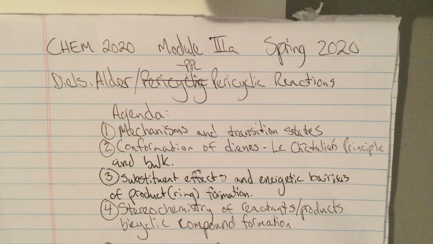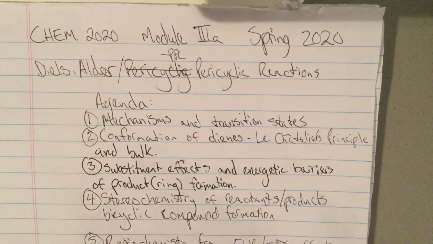Hello everyone, today we're going to go over Diels-Alder and pericyclic reactions. So what's on the agenda for today is first off the mechanism and transition states, which exist, of course, in the flash, and a more stable product is formed.